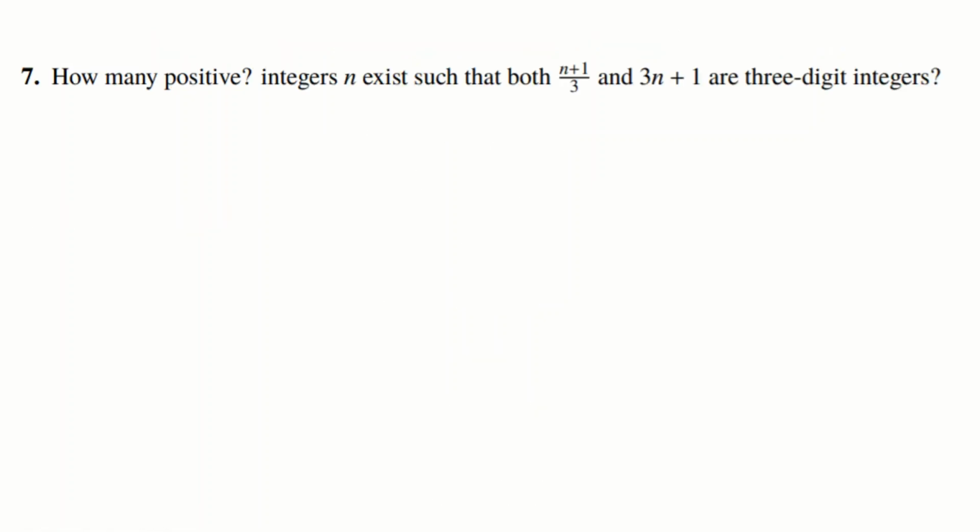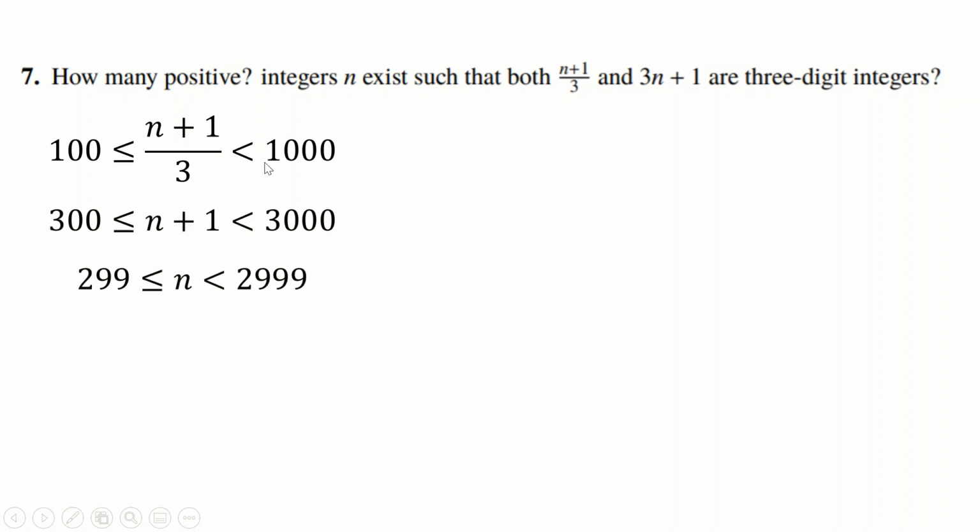Number 7, how many positive, I'm not sure what this question mark is about, I've just kind of ignored it, integers exist such that that and that are 3-digit integers. So I need the first one to be between 100 inclusive and less than 1,000, not inclusive, because this is a 3-digit number, but this isn't. So let's times everything by 3 and then take away 1.